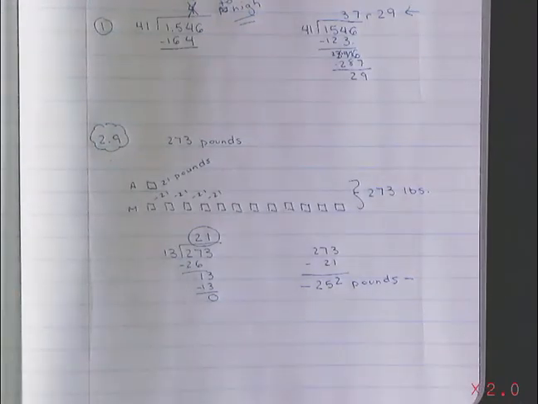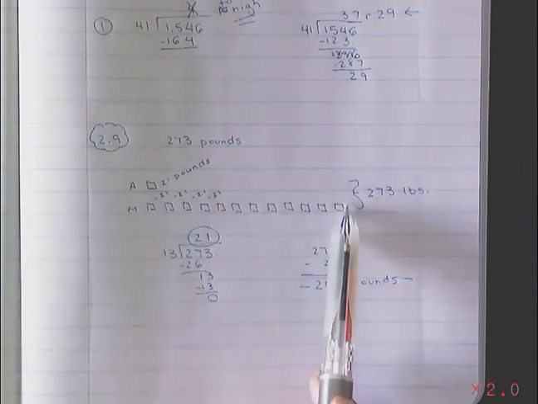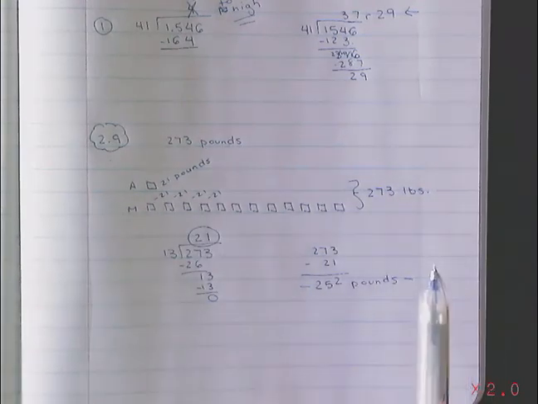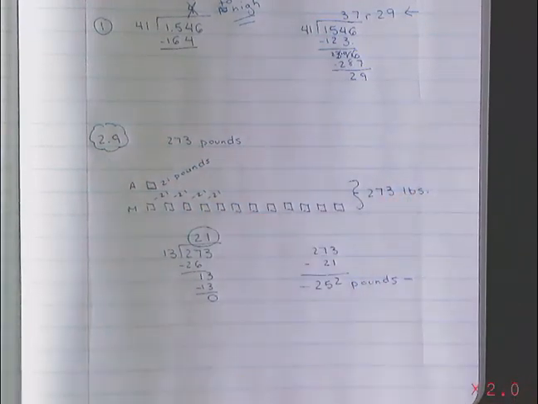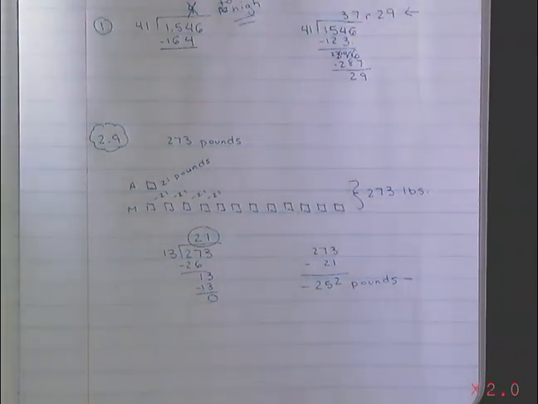Now you could have figured this out also by doing 21 times 12. You would have gotten the same answer. So that's how you're setting up these arrays, using these diagrams to help you solve the problems in lesson 2.9. All right, if you have any other questions, please let me know.